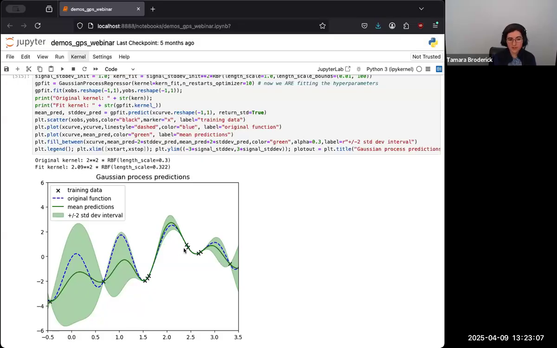And then once we've learned those, we can now use the exact same conditional Gaussian mathematics that we used before to say, hey, what's our best guess of the function value away from the data, and what's our uncertainty interval? And I'm plotting the original function again. And so we can see that the original function is going in there.